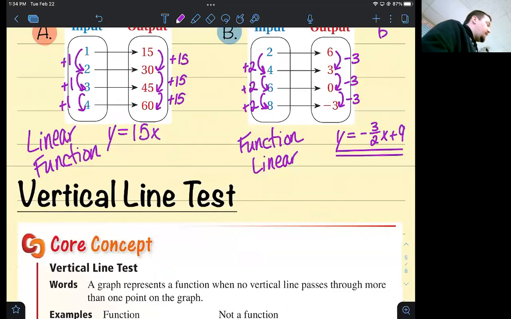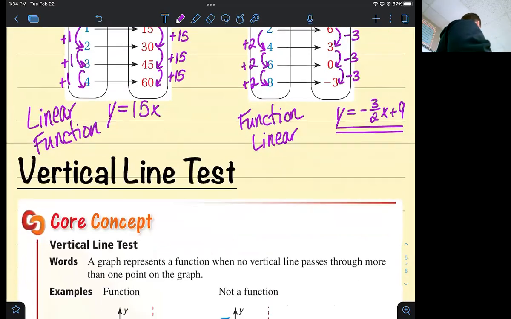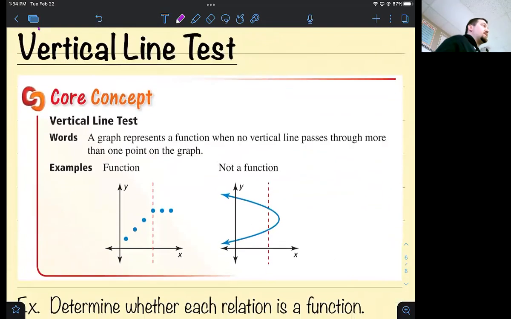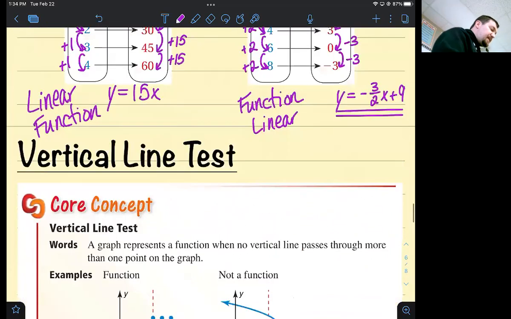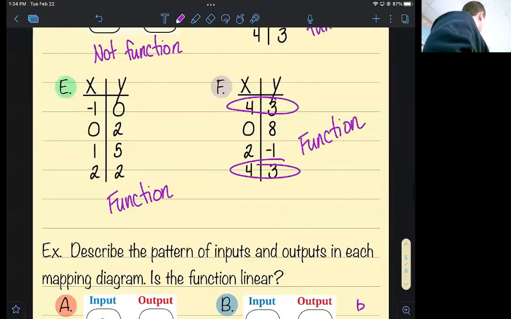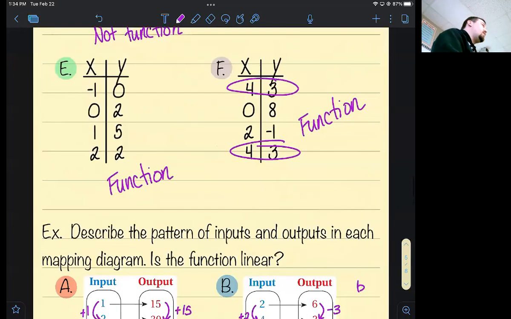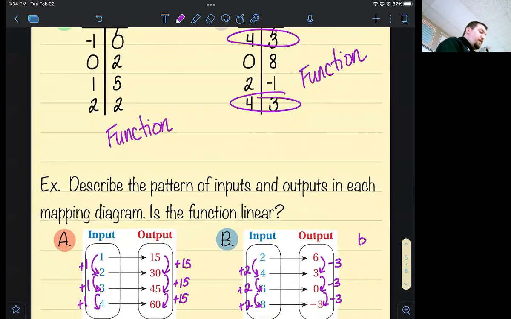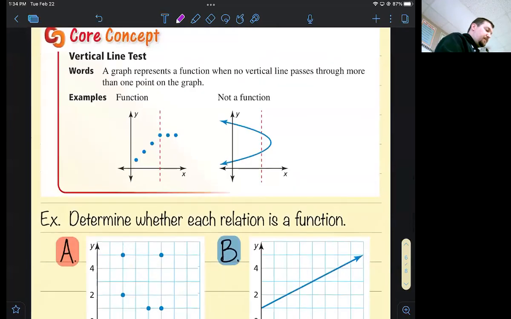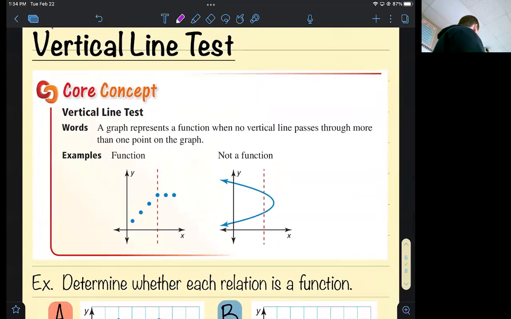Okay. The last part about this isn't something you're going to see in tonight's homework, but you might see it on your quiz next week. It's called the vertical line test. So we've been telling whether they're functions or not by looking at the coordinates, whether it's a mapping diagram or even a t-table. It's much easier to tell if it's a function if you look at the graphs. So the vertical line test says a graph represents a function when no vertical line will pass through more than one point on the graph.